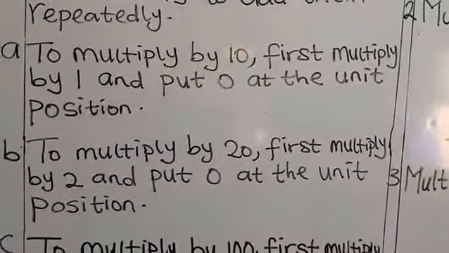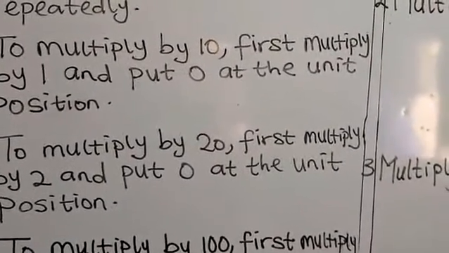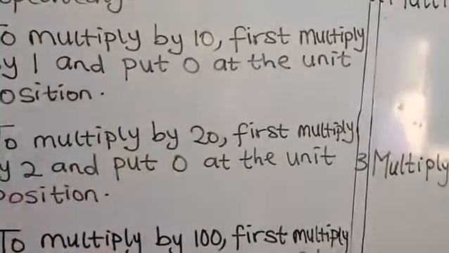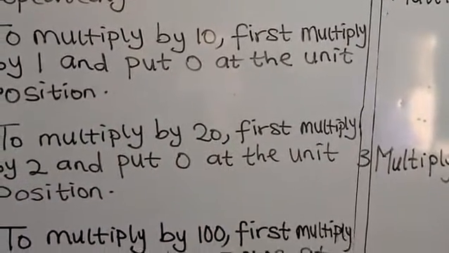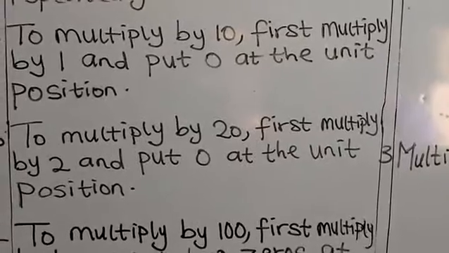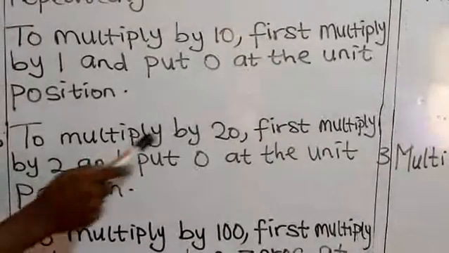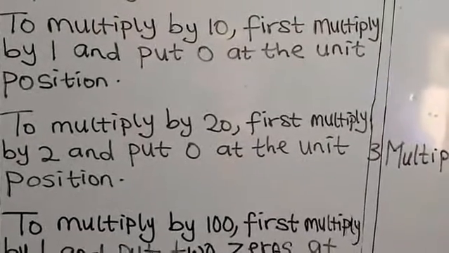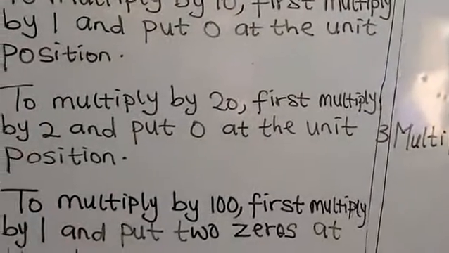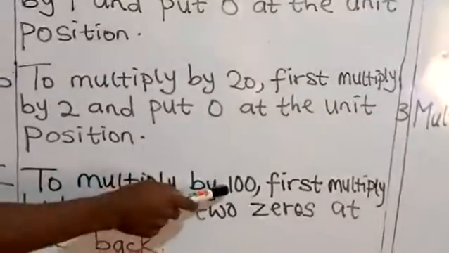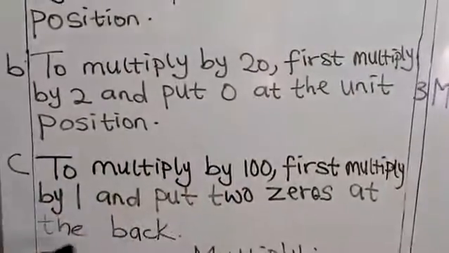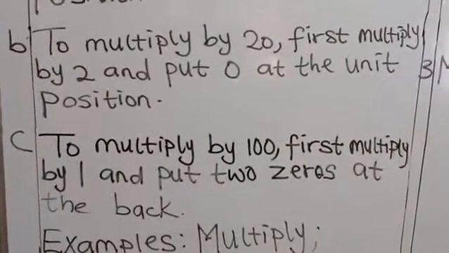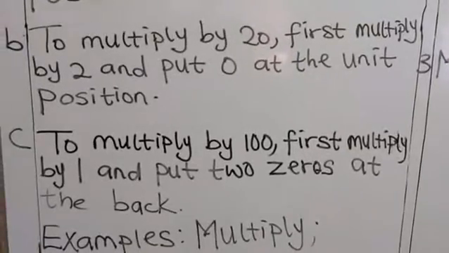Second, to multiply by 20, first multiply by 2 and put 0 at the unit position. The third one, to multiply by 100, first multiply by 1 and put 2 zeros at the back.